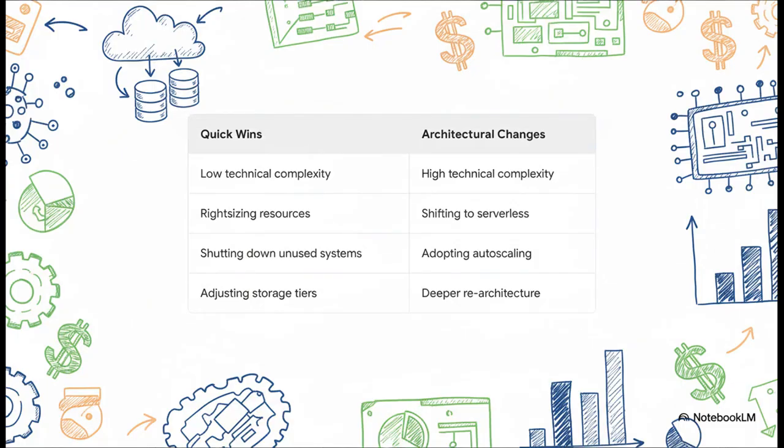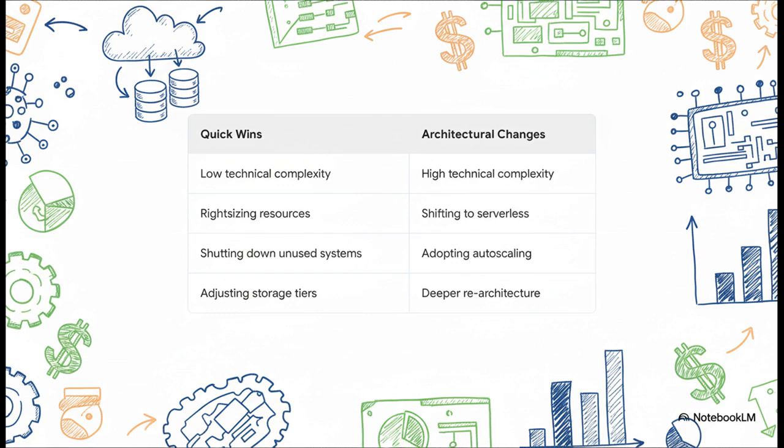So when we talk about optimization, it really happens on 2 different levels, 2 different speeds. On one hand, you've got your quick wins. This is the low-hanging fruit, right? Stuff like finding and just shutting down systems nobody's using anymore, or right-sizing a machine that's way too big for its job. Easy stuff, lower complexity.